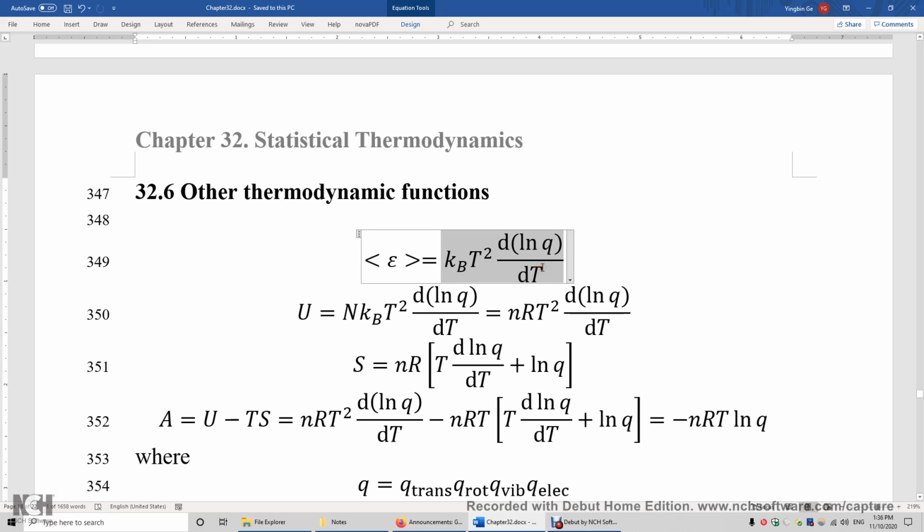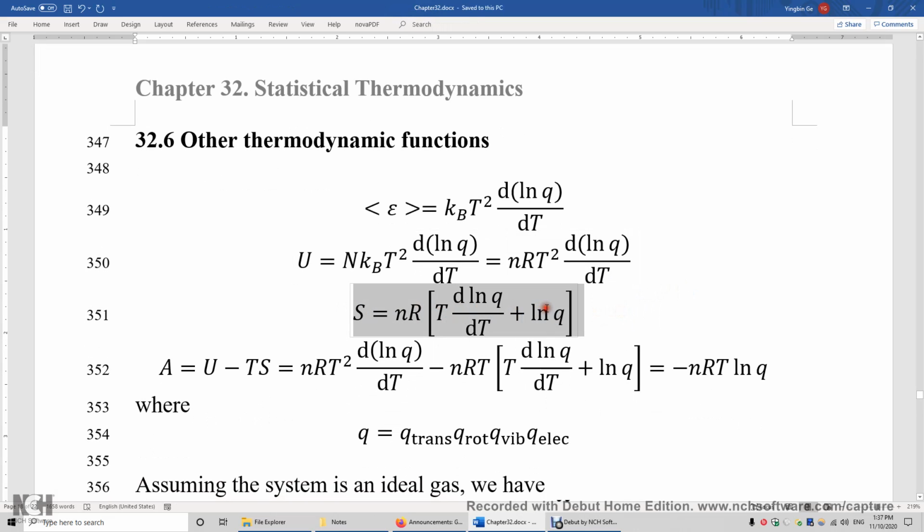This is the expression of the average energy of particles. And this is the expression of the internal energy. The internal energy is simply the number of particles times the average energy. This uppercase N times kB is simply lowercase n times R. This is an expression for Boltzmann's entropy.